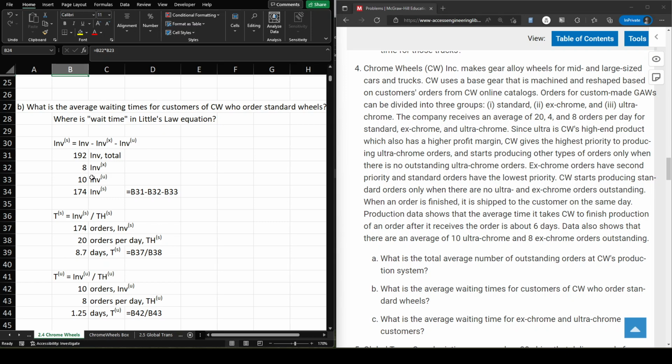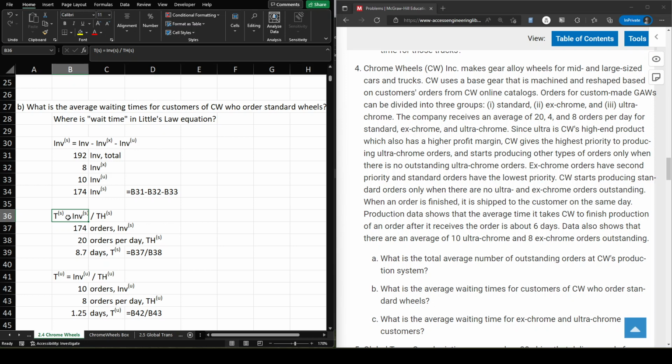What we need to do is back into the individual inventory for the standard wheels. So this is a pre-calculation before we get the actual answer, which in this case is 8.7 days. Why do we need to back into the inventory? Because we're trying to use Little's Law again, but in this case, we're not using Little's Law for the entire system and for all orders.